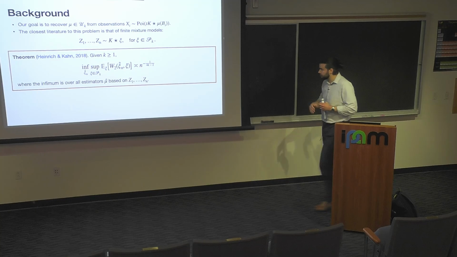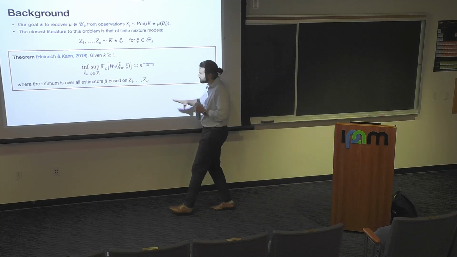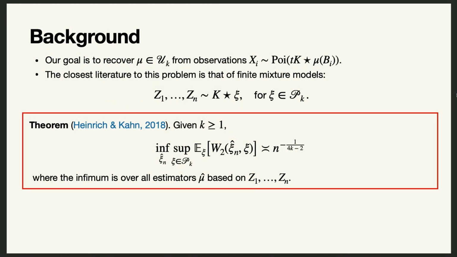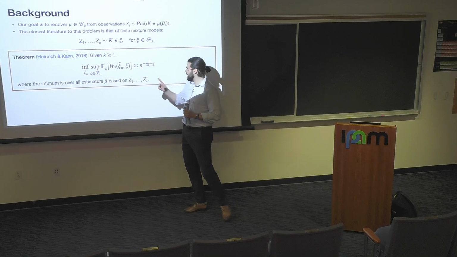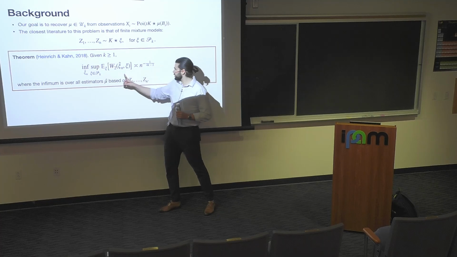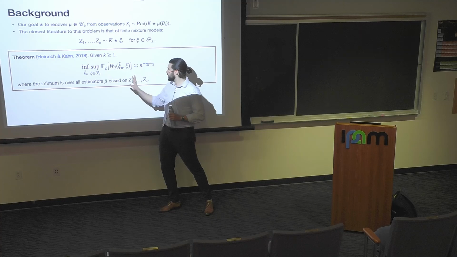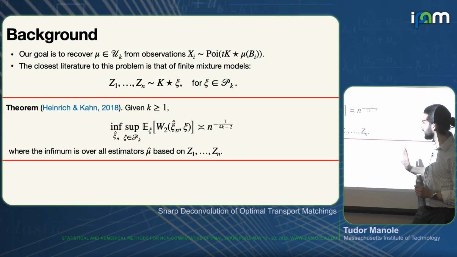But nevertheless, it's very useful to have this background on Gaussian mixtures. And here's an example of a prototypical result that exists in that literature. This goes back to a paper by Heinrich and Kahn from about 7 years ago. They were the first to establish the sharp minimax rate of estimation in a Gaussian mixture under the Wasserstein distance. And they also did this for much more general classes of mixtures than Gaussians. And here's the result that they proved. They proved that for any k greater than 1, the minimax rate of estimating the underlying signal under this Gaussian mixture model under the Wasserstein distance scales at this rate.